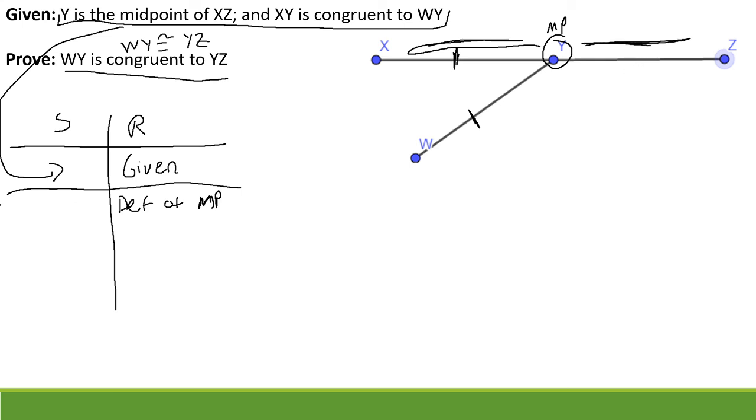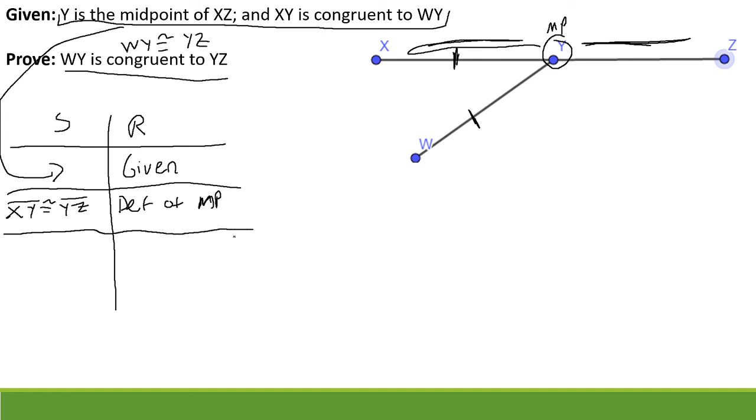Those are my two halves. So I'm going to say that XY is congruent to YZ by definition of midpoint, because that's what a midpoint does. A midpoint makes two things congruent. Right? So I shouldn't say two things. I should say two halves too, because it doesn't make YW congruent. It makes the two halves that it's in the middle of congruent. So that's definition of midpoint.